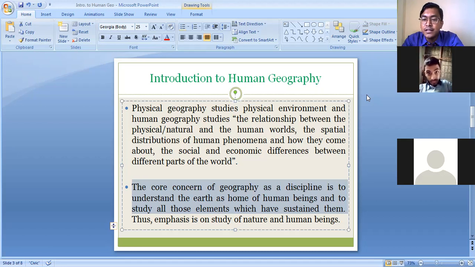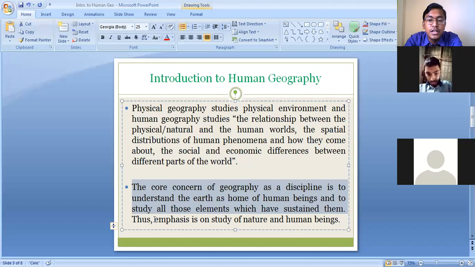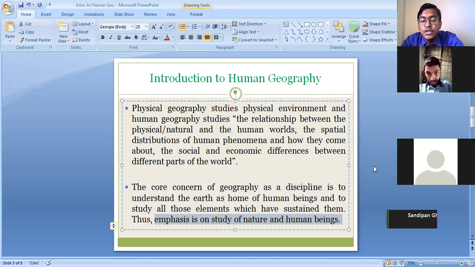So the main concern of geography is to study the earth as a home of human beings, and also to study those elements of the earth, those phenomena on the earth, which have sustained human life, which have helped human life to evolve and become socially, economically and culturally developed. Thus, the emphasis is on the study of nature and human beings.